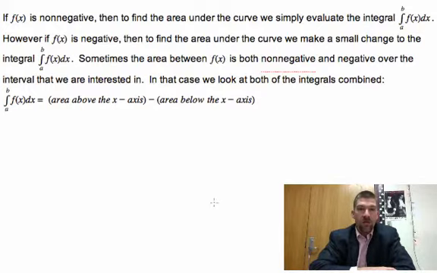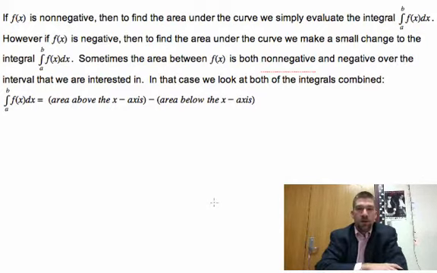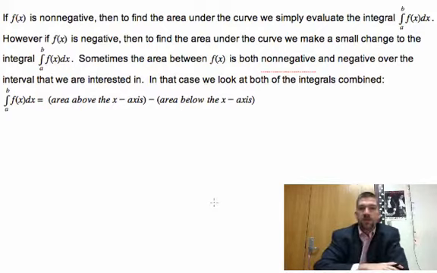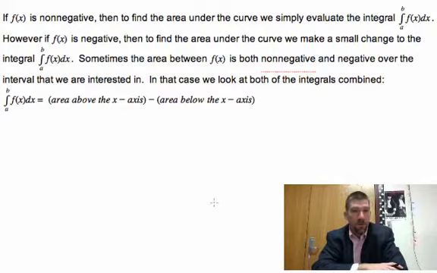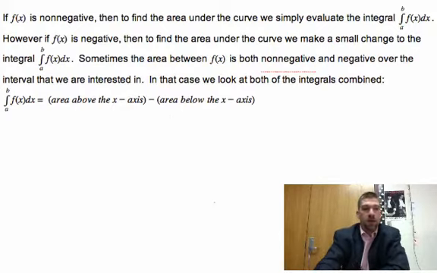However, if f of x is negative, in other words, there's part of our graph that's below the x-axis, then to find the area under the curve, we make a small change to that integral, which we just talked about, and we just put a little negative sign in front of it, okay? Sometimes f of x is both non-negative and negative over an interval that we're interested in. So in that case, we look at both of the integrals combined.